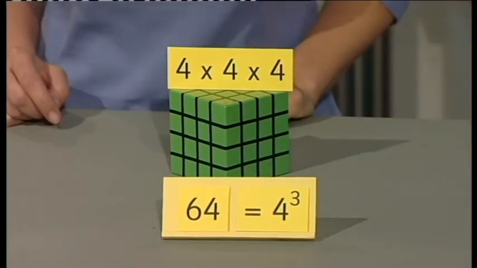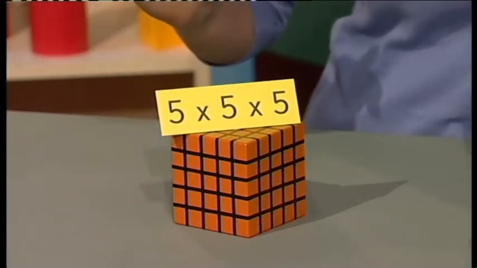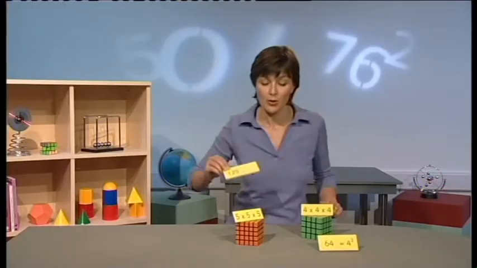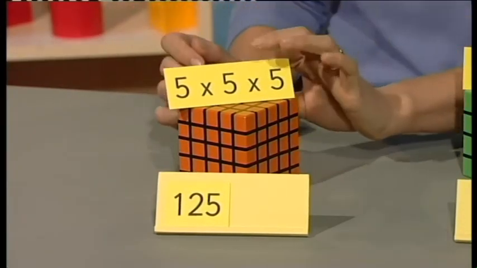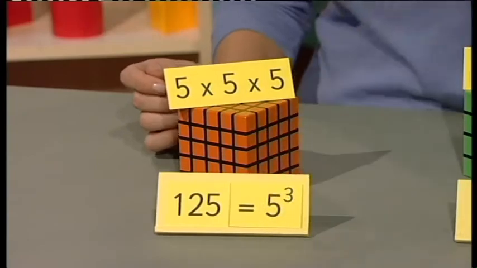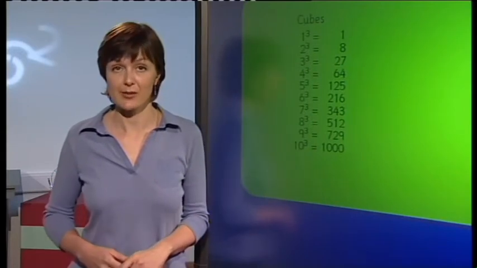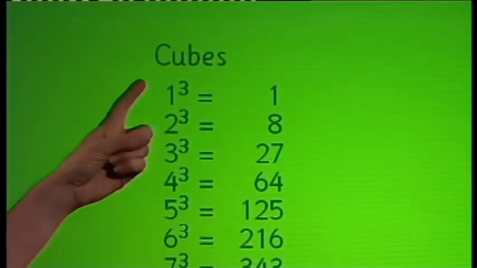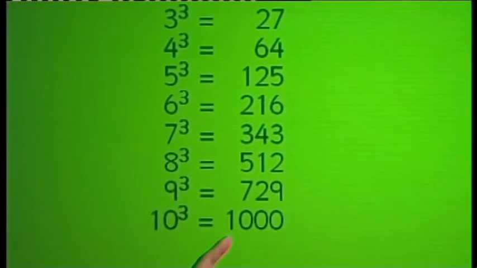Once again, you can do this with any number. Here's a 5 by 5 by 5 cube, and that has 125 smaller cubes in it, and we write that 5 cubed. Okay, that's where we're coming from. Let's see where we're going. Here are the cubes of the numbers from 1 to 10. This time there are fewer cubes that you ought to know as number facts, just those for the numbers from 1 to 5, and the rather useful 10 cubed, which is 1000.